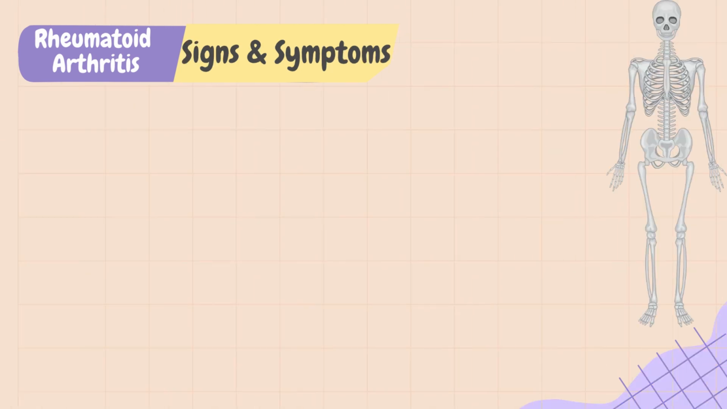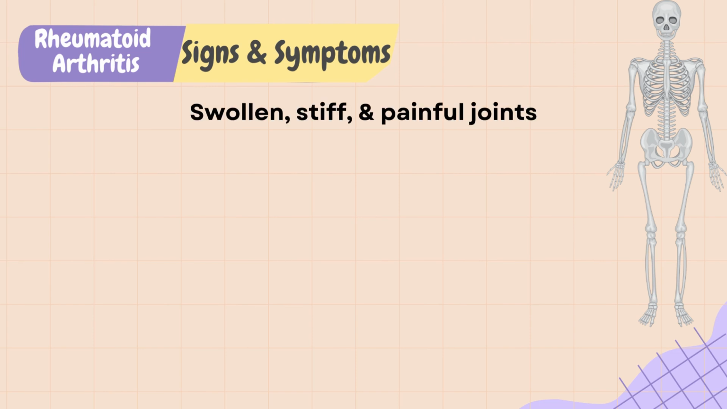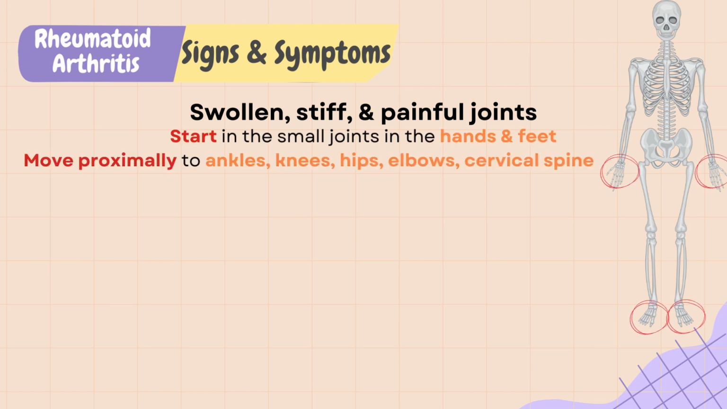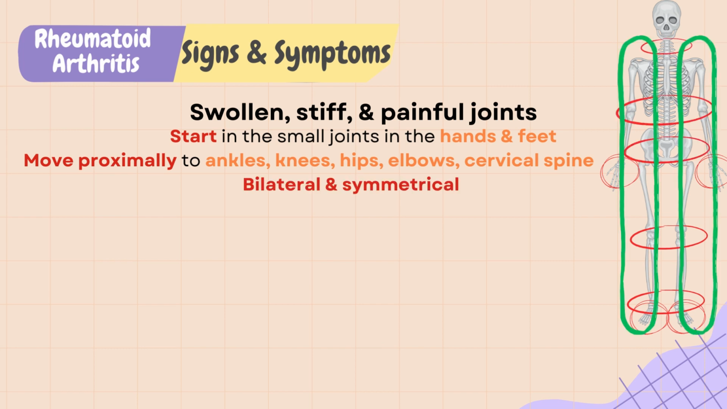joints. Signs and symptoms. Classic signs and symptoms of RA include swollen, stiff, and painful joints that usually start in the small joints in the hands and feet and move proximally to ankles, knees, hips, elbows, and cervical spine. They are usually bilateral and symmetrical.